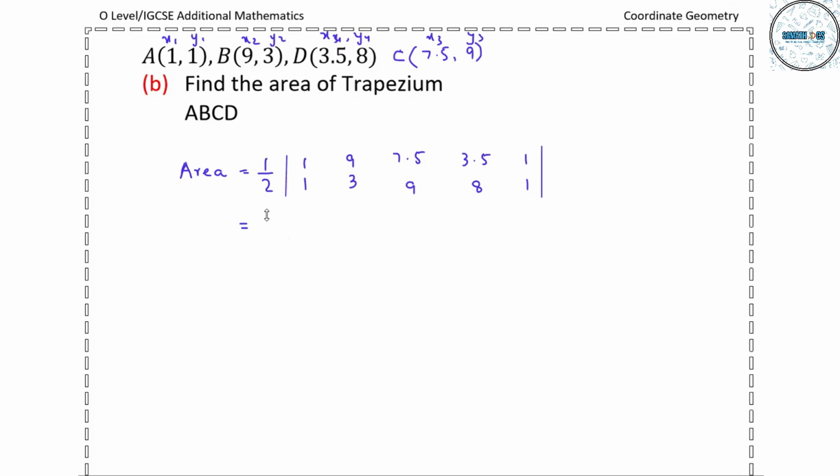Area is equal to 1 upon 2 absolute of: 1 multiplied by 3, 9 multiplied by 9, 7.5 multiplied by 8, 3.5 multiplied by 1. 1 multiplied by 3 is 3. 9 multiplied by 9 is 81. 7.5 multiplied by 8 is 60. 3.5 multiplied by 1 is 3.5.